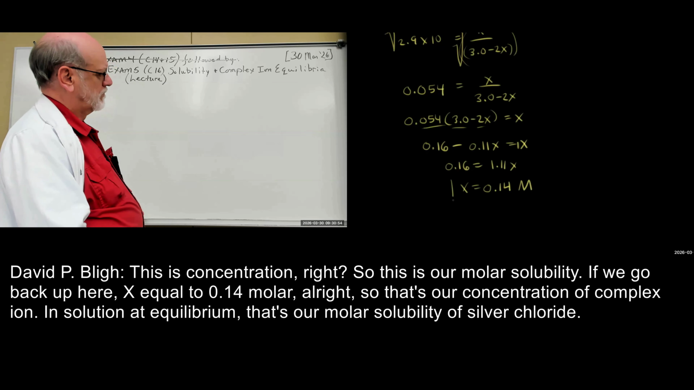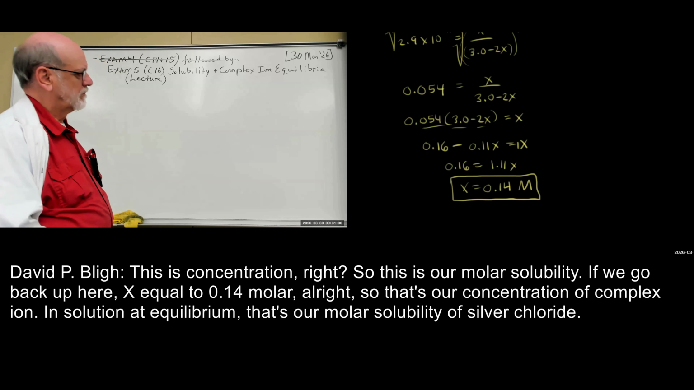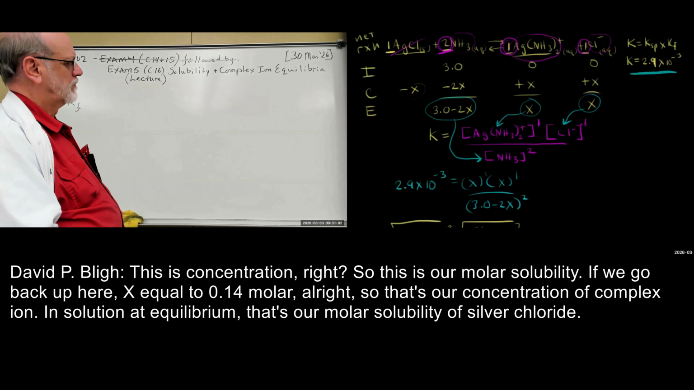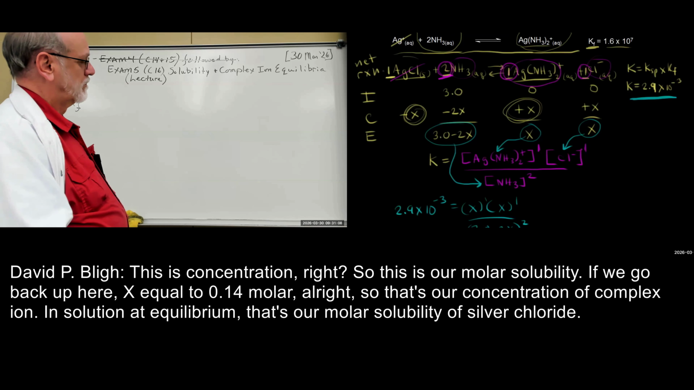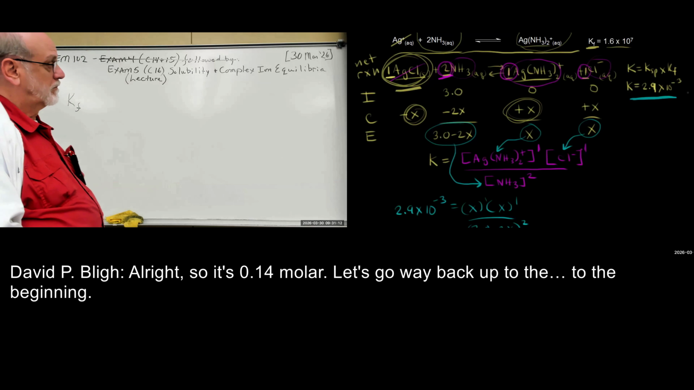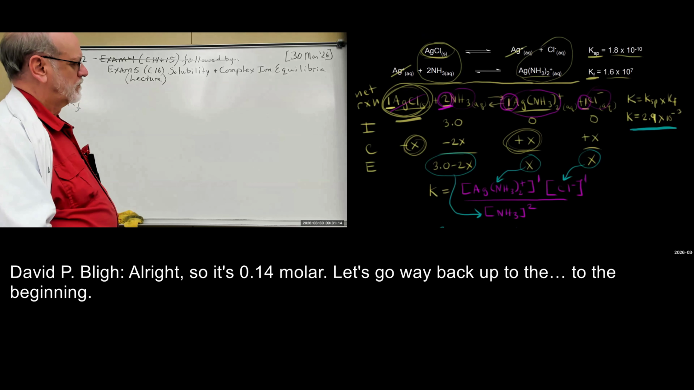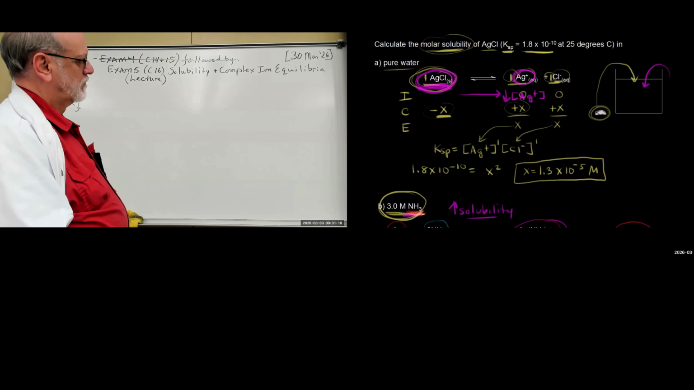So this is concentration, right? So this is our molar solubility. If we go back up here, x equal to 0.14 molar, right? So that's our concentration of complex ion in solution at equilibrium. That's our molar solubility of silver chloride, right? So it's 0.14 molar. Let's go way back up to the beginning and compare the molar solubilities.